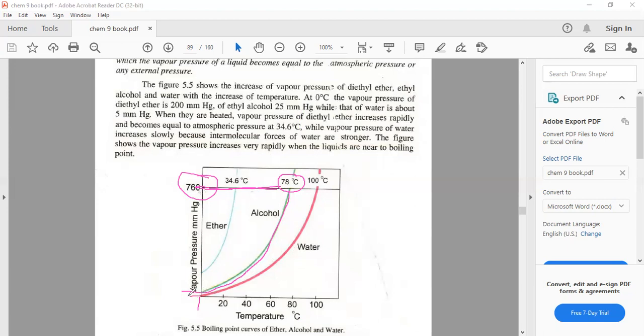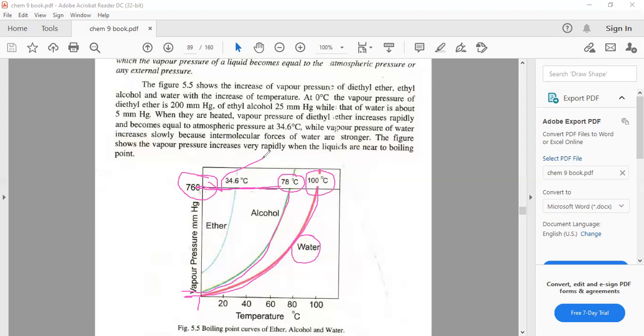Water has 0 vapor pressure at 0 degrees Celsius. When we increase the temperature, slowly the temperature will increase and reach 100 degrees Celsius. And this 100 degrees Celsius is the temperature at which the vapor pressure of water becomes equal to the atmospheric pressure, equal to 760 mmHg. So at that point, water starts boiling.